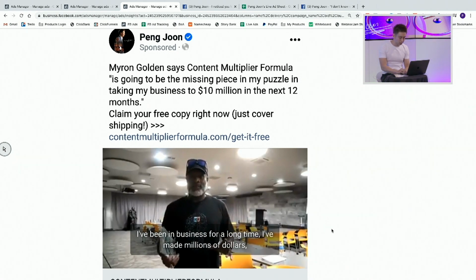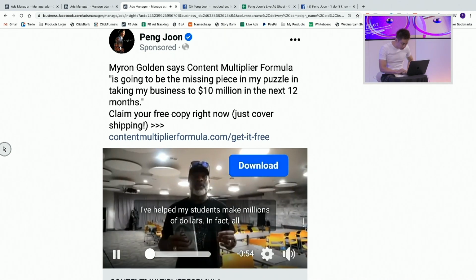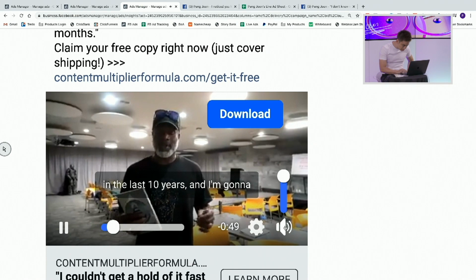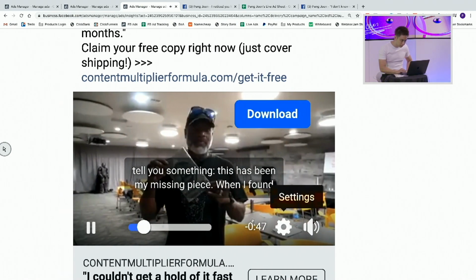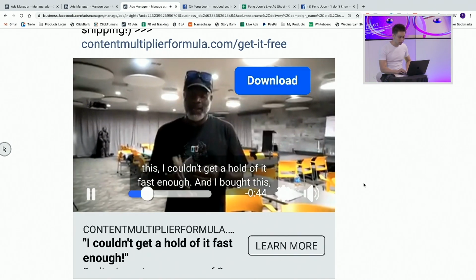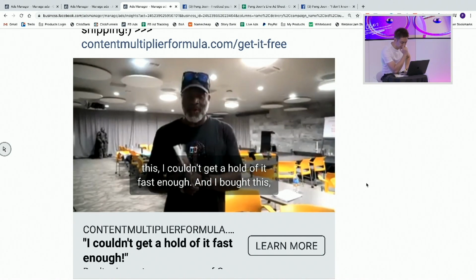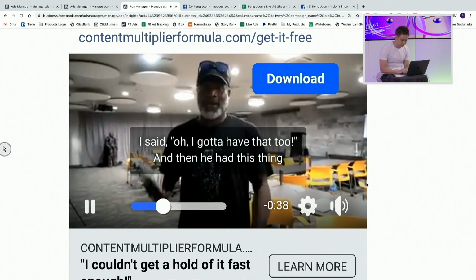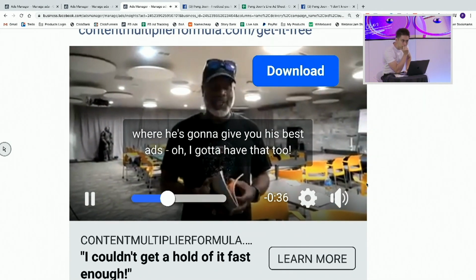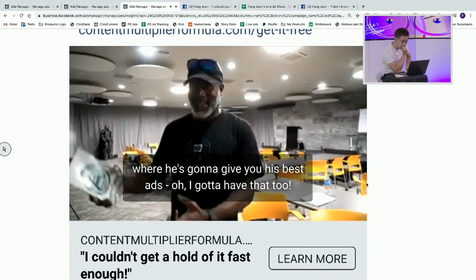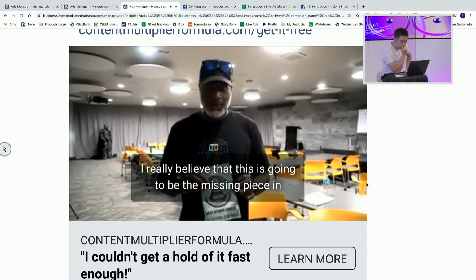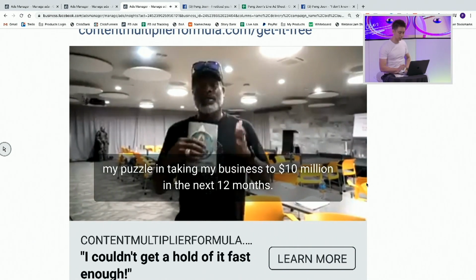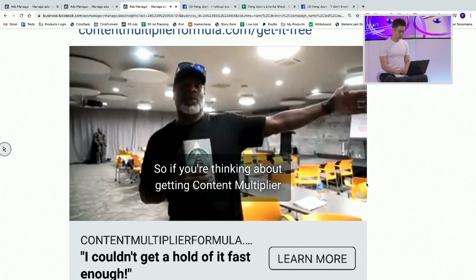For a long time, I've made millions of dollars. I've helped my students make millions of dollars. In fact, all of my students together have made over $100 million in the last 10 years. And I'm going to tell you something. This has been my missing piece. When I found this, I couldn't get a hold of it fast enough, and I bought this, and then he had a course that helped you get more out of it. And I said, oh, I got to have that too. And then he had this thing where he's going to give you his best ads. I was like, oh, I got to have that too. I really believe that this is going to be the missing piece in my puzzle in taking my business to $10 million in the next 12 months.